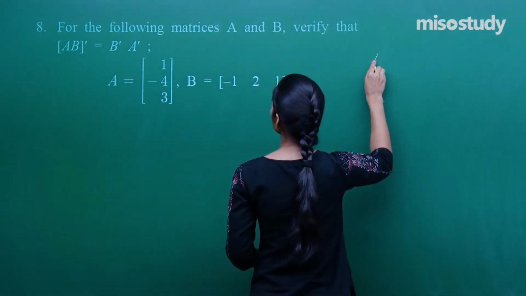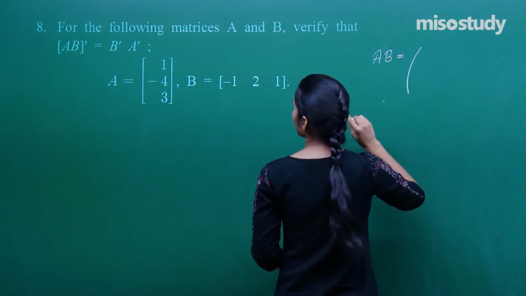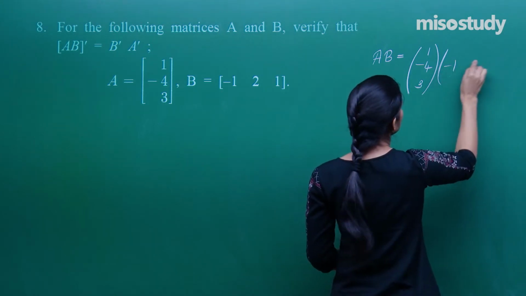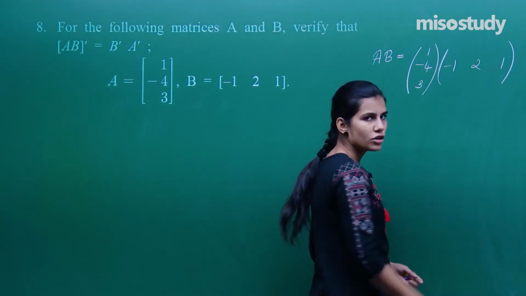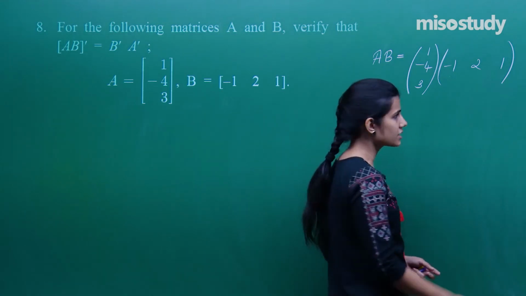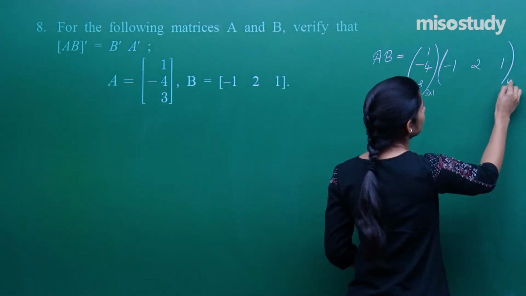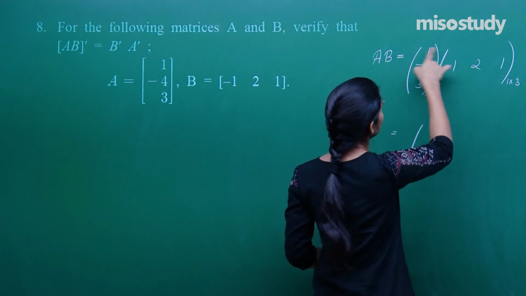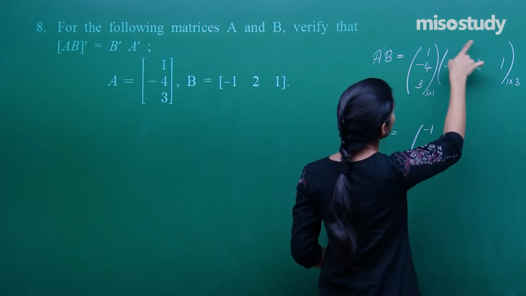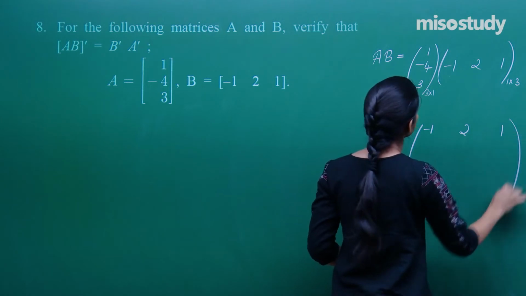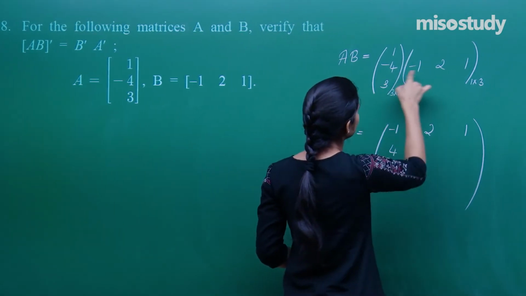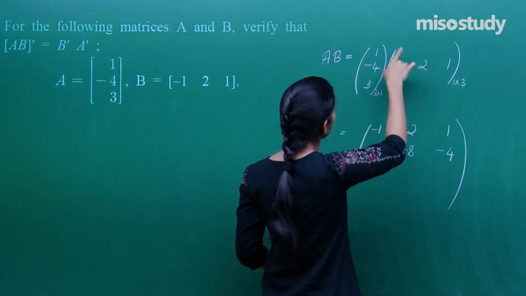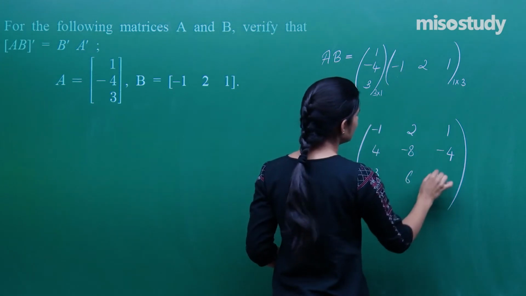So if I talk about AB, A is 1, minus 4, 3, and B is minus 1, 2, 1. This is a 3 cross 1 matrix, this is a 1 cross 3 matrix. So eventually you would be getting a 3 cross 3 matrix. This is first row, first column, 1 into minus 1. First row, second column, first row, third column. Second row, first column, second row, second column, second row, third column. Third row, first column, third row, second column, third row, third column.